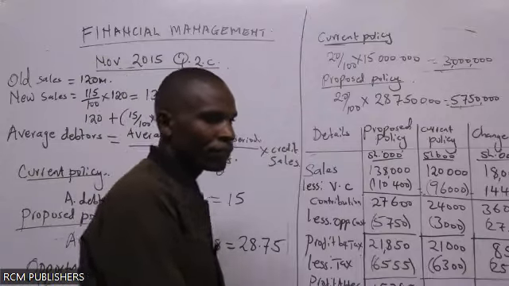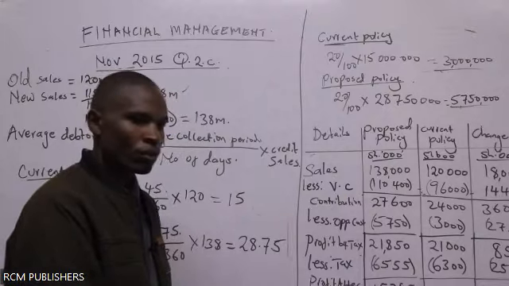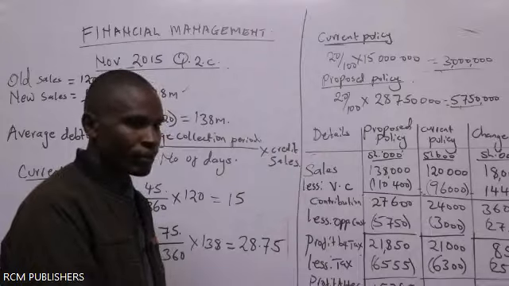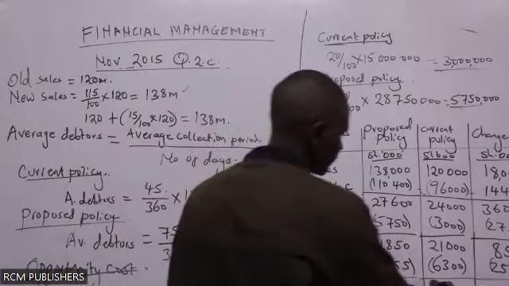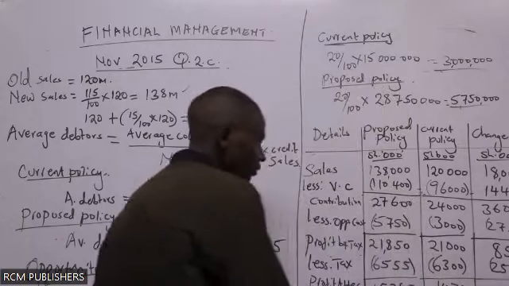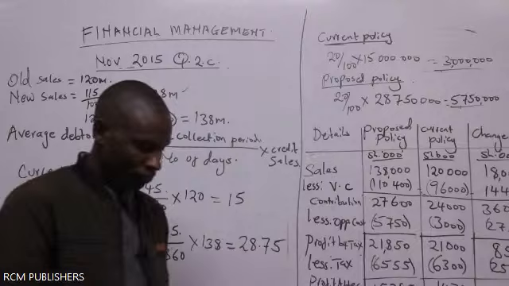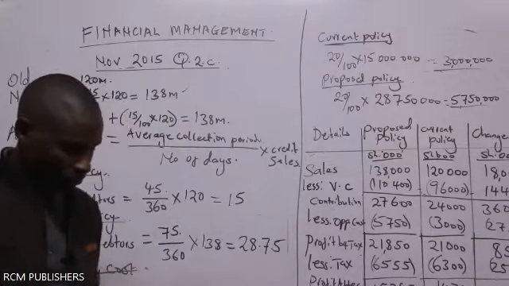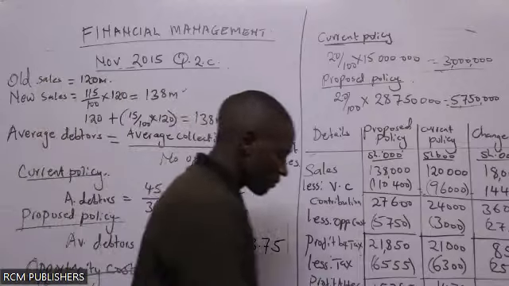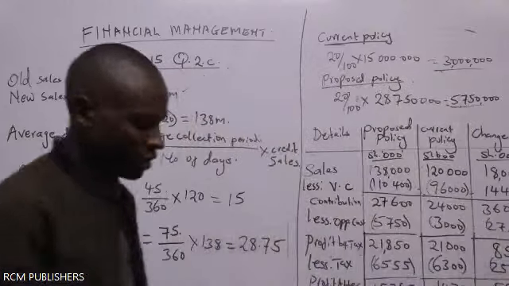Current policy. 14,700. Then we'll take the difference. The difference is 595. Advise the management of Cindy.